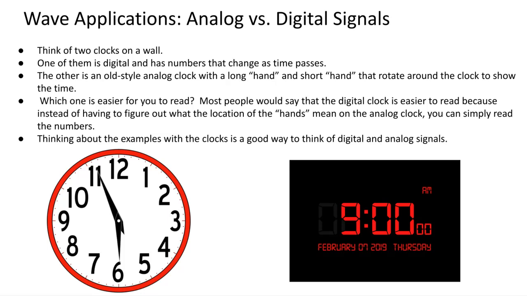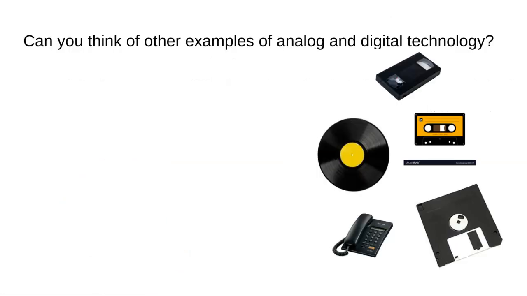Thinking about the examples with the clocks is a good way to think of digital and analog signals. Can you think of other examples of analog and digital technology? Here, I'm going to show my age. So a VHS tape is an analog technology, while a CD is a digital technology. And that's that first picture over there on the right.